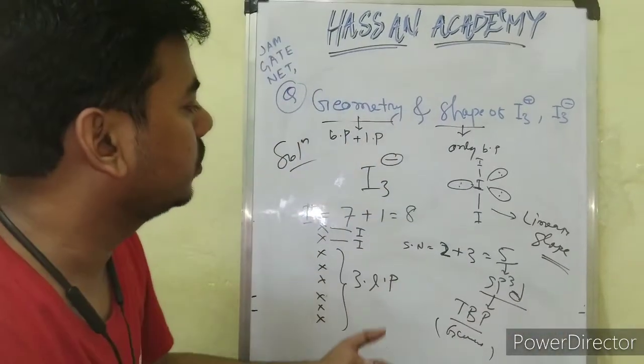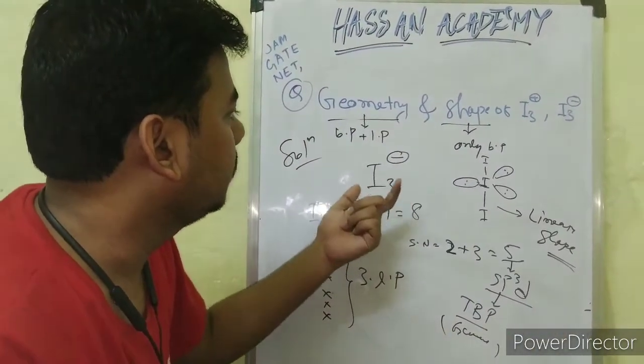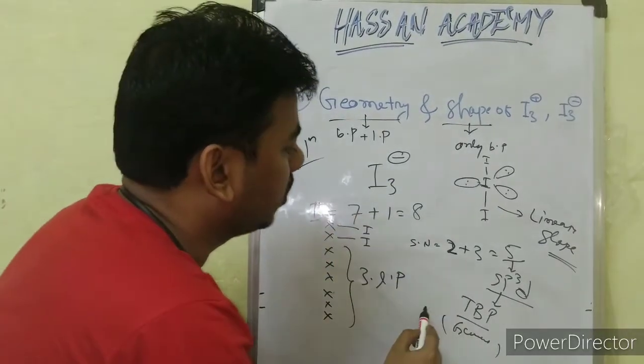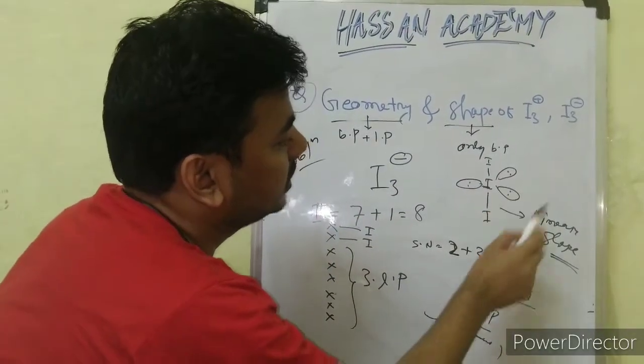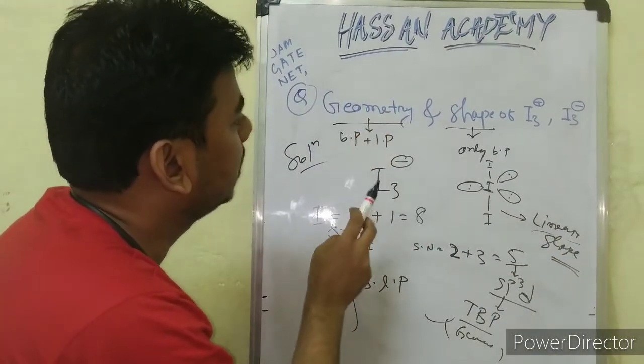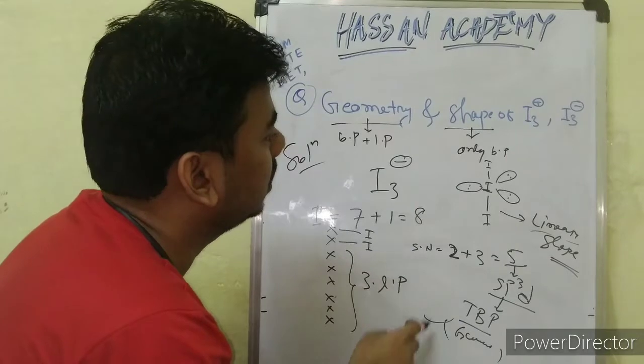So it is a very important question. Whenever they ask about I3- or any halogen like Br3-, the answer is the same only. Geometry is trigonal bipyramidal and shape is linear. And in case of I3+, it is tetrahedral geometry and the shape is bent.